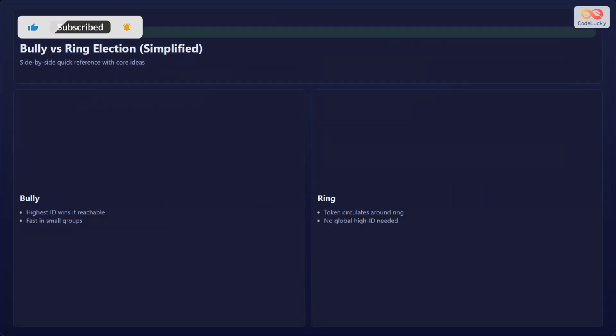The bully algorithm is fast when high ID nodes are reliable. It can elect a leader quickly because the highest ID directly becomes the leader. However, in large clusters, it creates high message overhead as many nodes communicate simultaneously. The ring algorithm scales better with cluster size because each node only talks to its neighbor. The token circulates in order around the ring. Ring has lower message overhead, but may take longer because the token must visit every node. Choose bully for small, stable networks. Choose ring for larger systems where scalability matters more than speed.